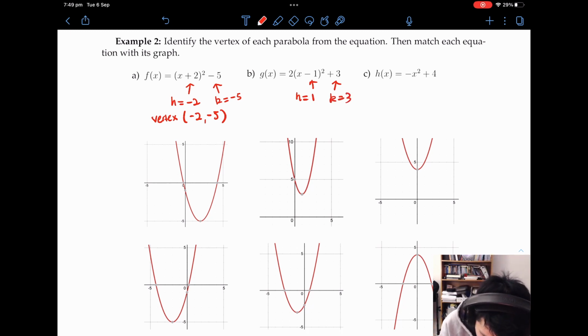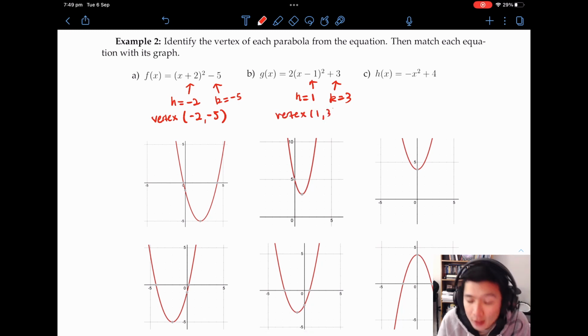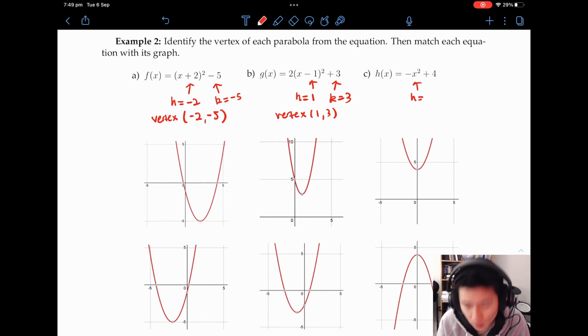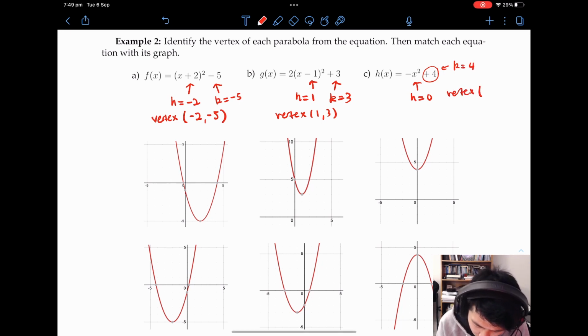And so our vertex is at 1, 3. Now let's look over here. If you look over here, you're like, whoa, wait a minute. There's no bracket, right? It's just x squared. Well, it turns out that h here is actually just 0. And k is the number out the back, which is 4. And therefore, our vertex is actually at 0, 4.